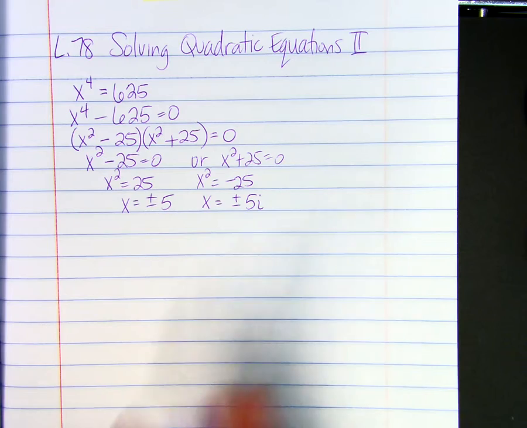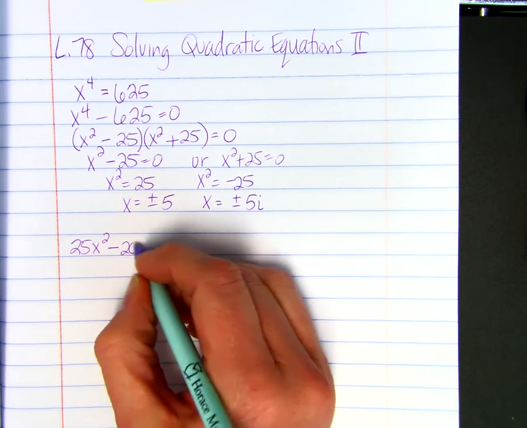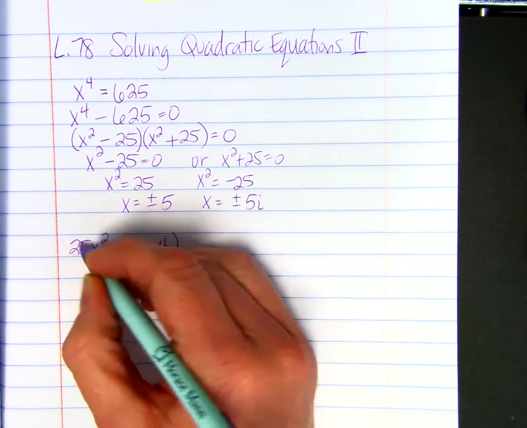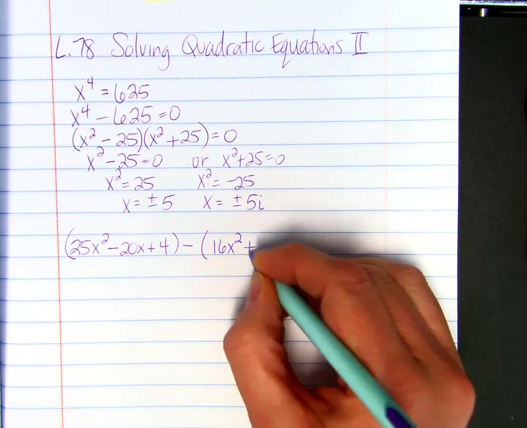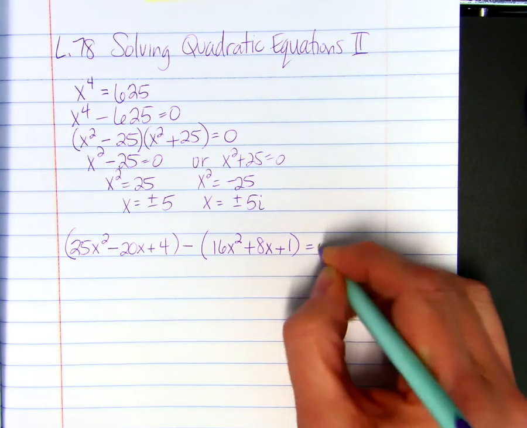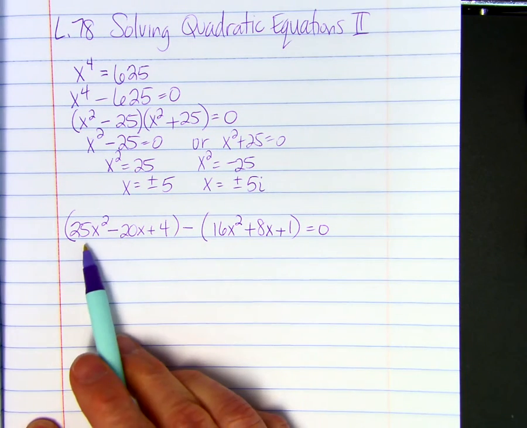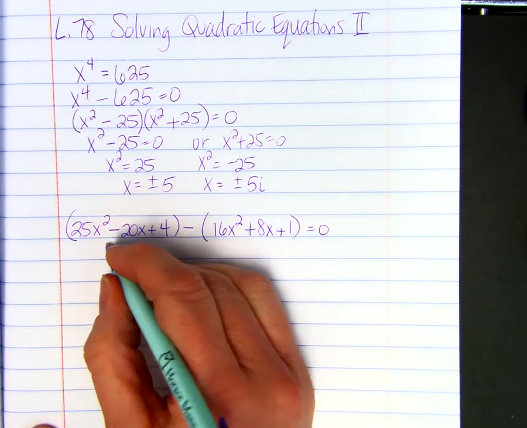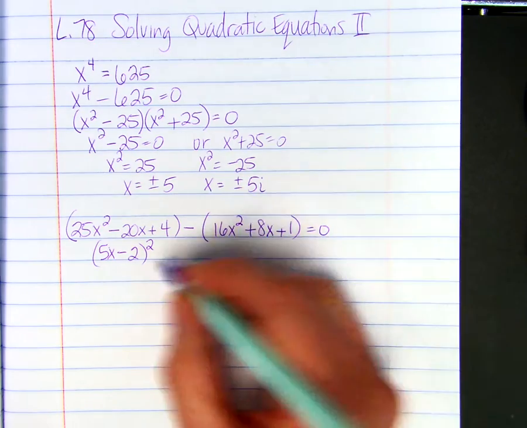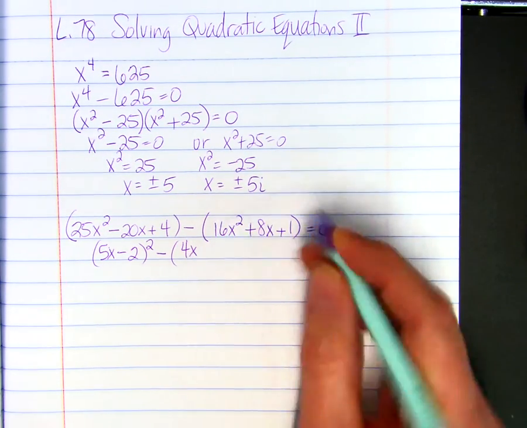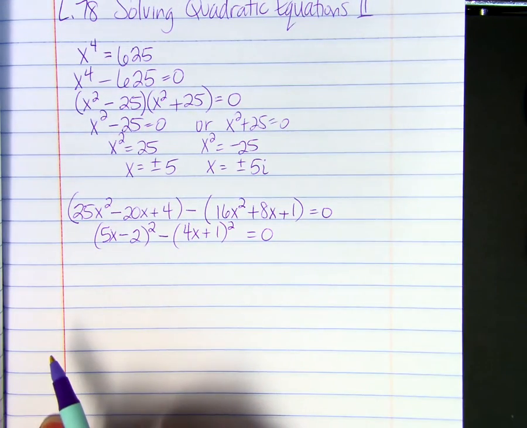The second example that I want to show you is when you have the difference of 2 perfect square polynomials. So you have to recognize it as the difference of 2 perfect square polynomials. So instead of subtracting or adding like terms, you can just see that, oh, these are perfect square trinomials. This is 5x minus 2 quantity squared minus, and this one would be 4x plus 1 quantity squared. So now we have the difference of 2 squares.